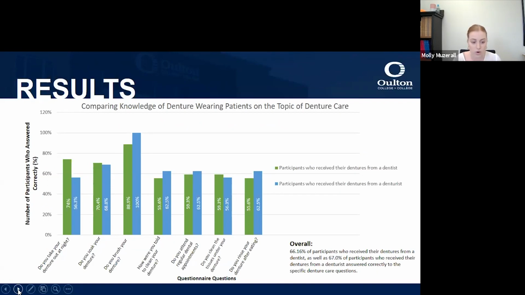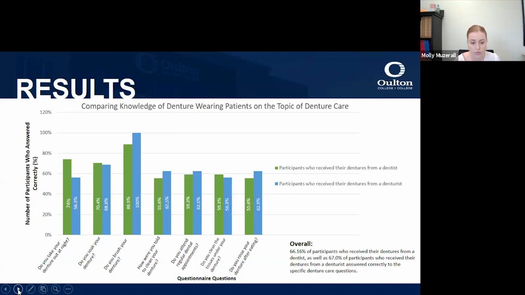If you look down on the horizontal axis here, we have our questionnaire questions. Just a couple of examples: Do you brush your denture? Do you take your denture out at night? Do you clean the tissues under your denture? And then up on the vertical axis, we have the number of participants who answered correctly to these specific questionnaire questions.